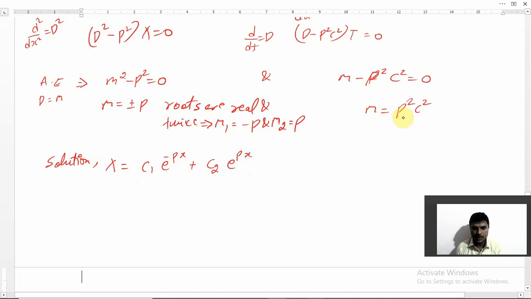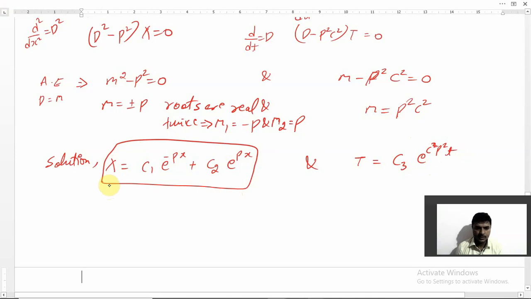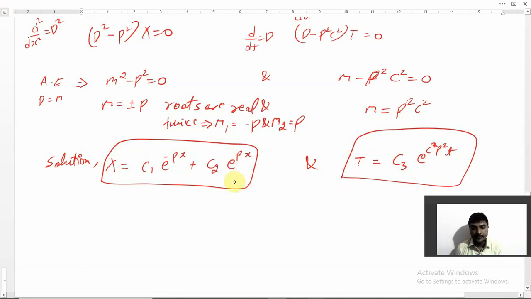Similarly here m is equal to, only one is there. So one solution we get. That is t is equal to c3 e raised to c square p square t. Here t is the variable, here x is the variable. How do we get this solution, students? Already we have discussed in many examples. I will share those examples and their formula, how we get the solution. So this is the first condition when r is positive.